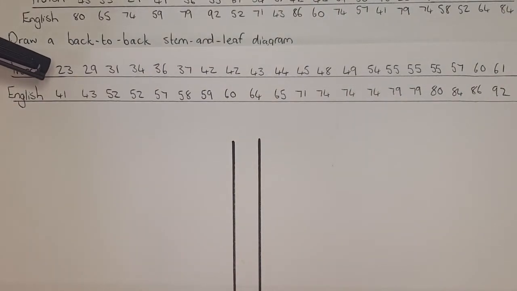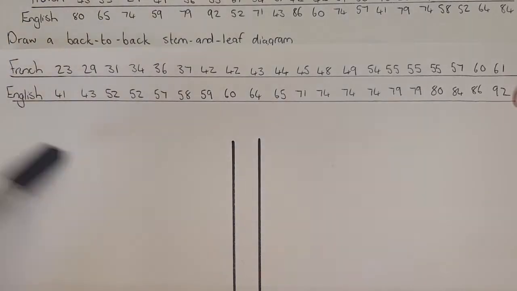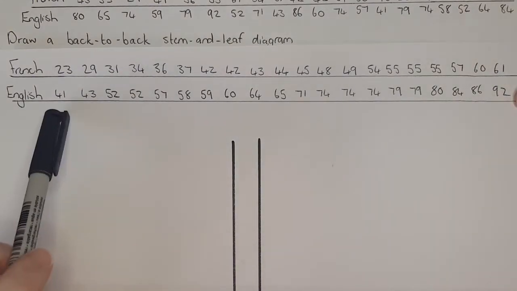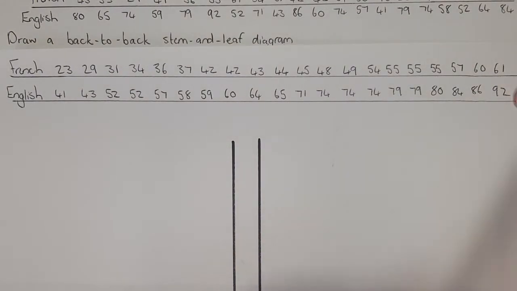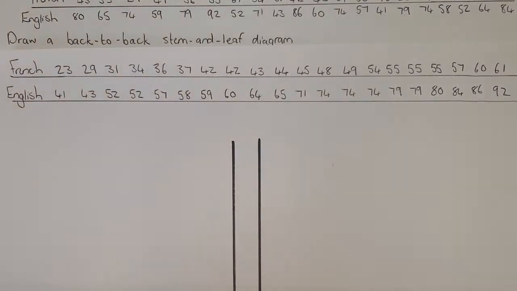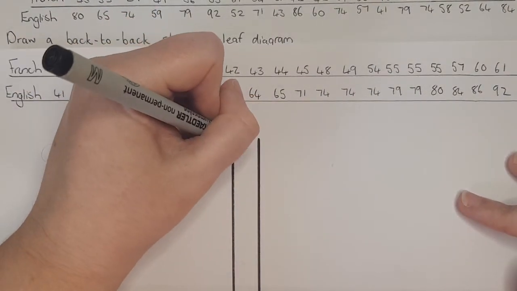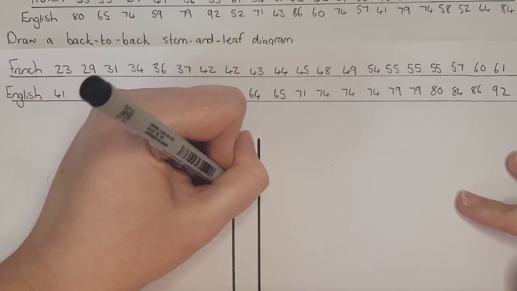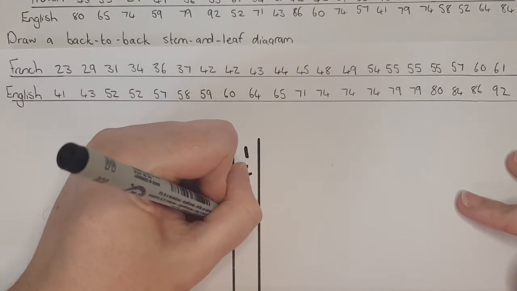So if we look here, we have our lowest mark being 23, and our highest mark being 61, then our lowest mark for English 41, and our highest mark as 92. So I need to go from at least 2 all the way up to 9. So when we're doing our stem and leaf, we always have to go in numerical order, even if there's nothing there for us to show. So I start from 1, and then I go down all the way to 9.